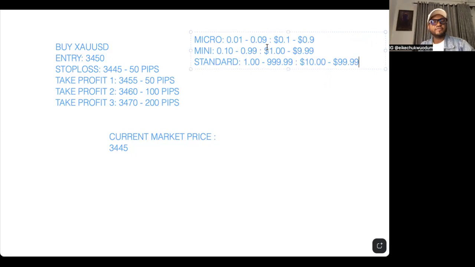So basically, if you entered the same trade with a 0.10 lot size and you were making $1 per pip, how many dollars will 50 pips give you? $1 per pip. 50 pips will give you how many dollars?